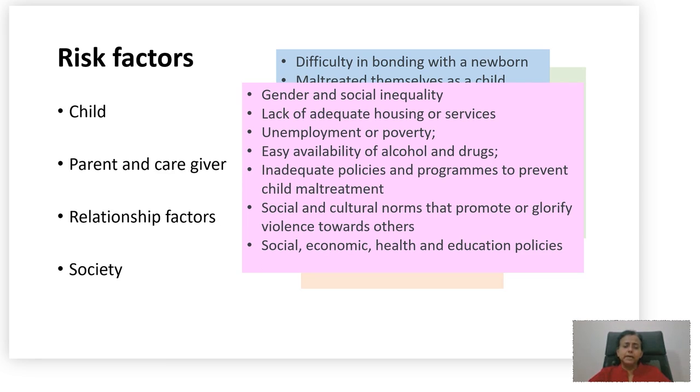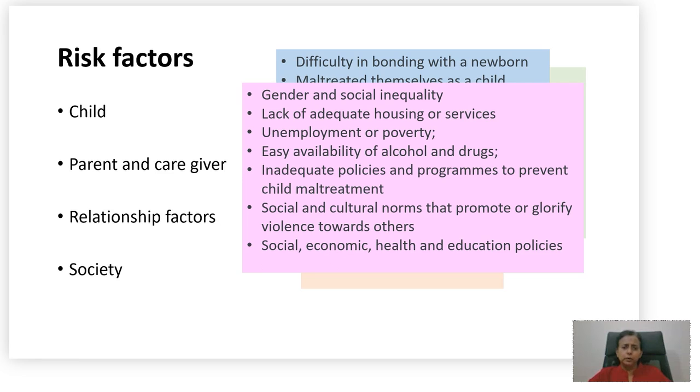And then the society, of course, the society also plays a significant role in child maltreatment. So what are they? If there is gender or social inequality, now you see after this Afghanistan, there are again a lot of problems due to the gender issues.